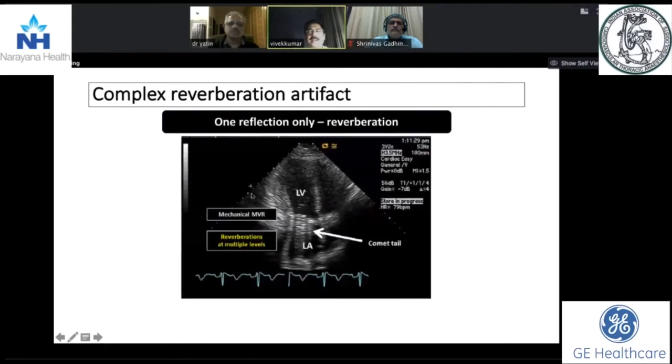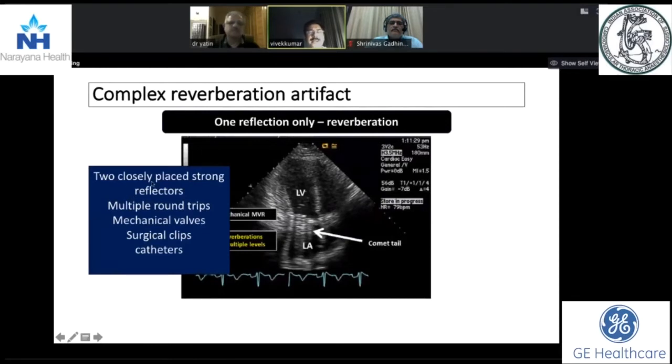Complex reverberation artifacts are something more than simple, and I'll just go through it. There are two closely placed strong reflectors. If we have a prosthetic mitral valve, the leaflets keep reflecting from one to the other and it goes back to the transducer. So there are two closely placed strong reflectors and multiple round trips, typically seen with mechanical valves, surgical clips, and catheters.